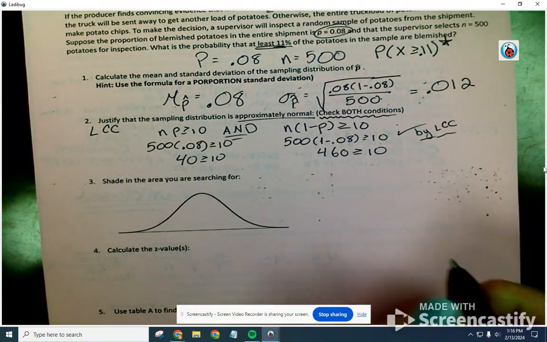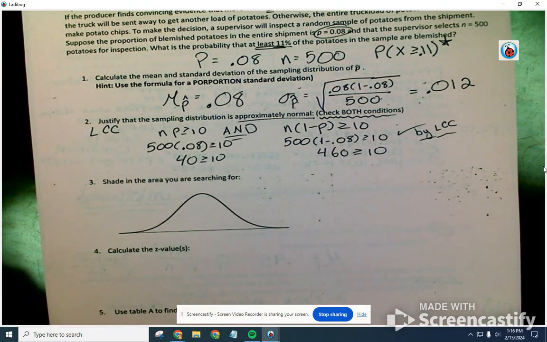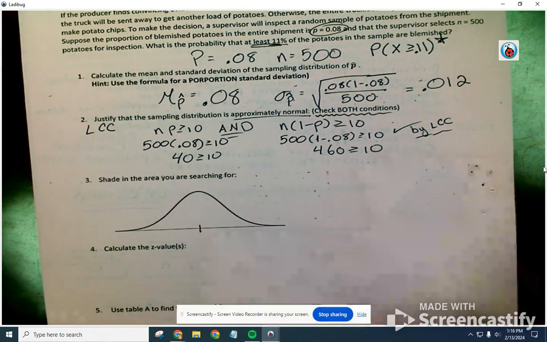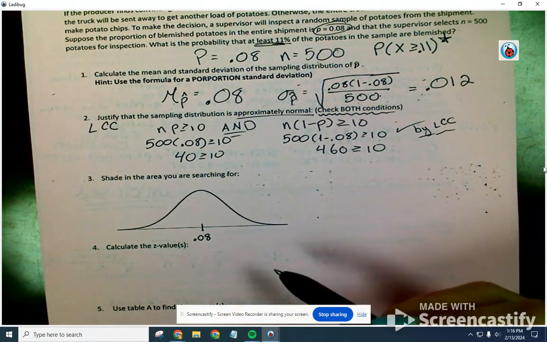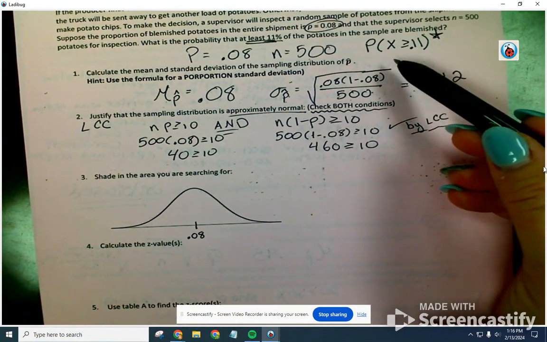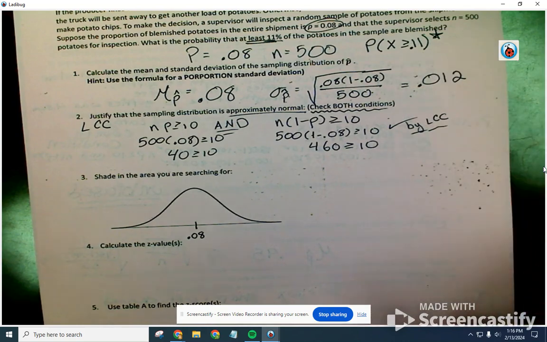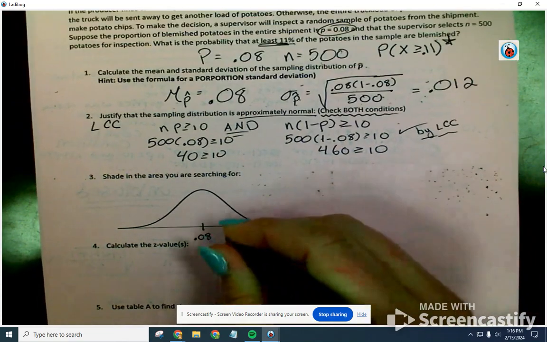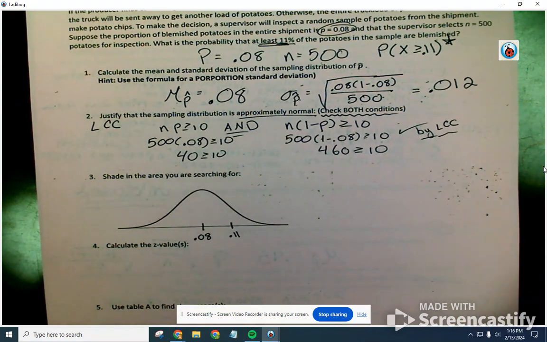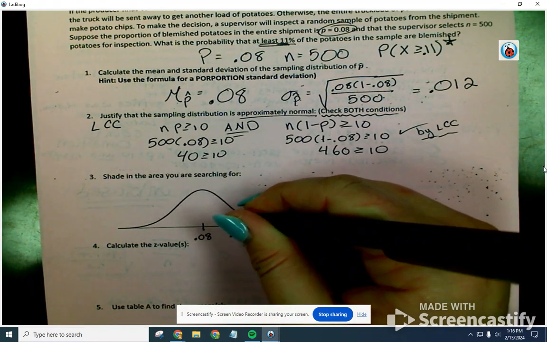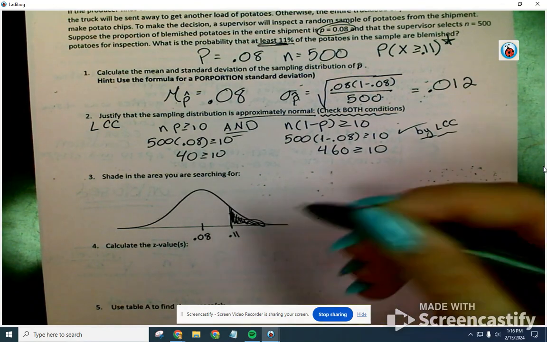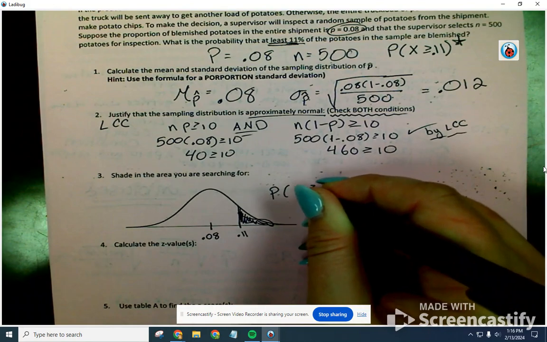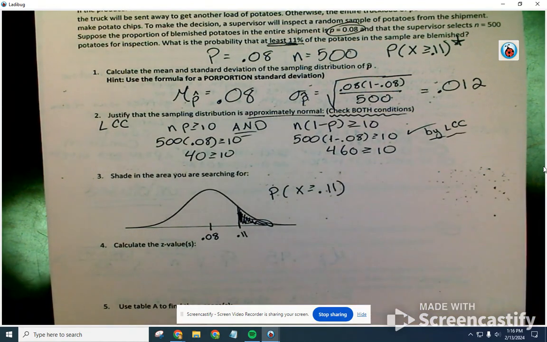Okay, so the next thing that it does is, because it's a normal distribution, we get to continue on. And it says shade in the area that you're looking for. So here we have our normal distribution, our bell-shaped curve. In the middle of our normal distribution, we're going to have the mean, 0.08. Now we're going to have to go back to figuring out what the problem wants from us. And it wants to know the probability that it's greater than or equal to 11%. So somewhere over here, there's going to be a 0.11, and we're going to shade to the right because we are looking for the probability that x is greater than or equal to 0.11.